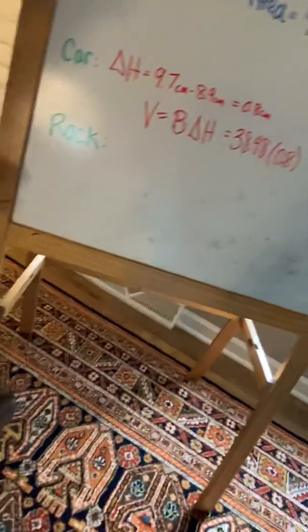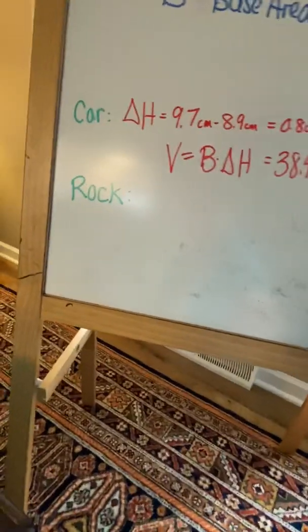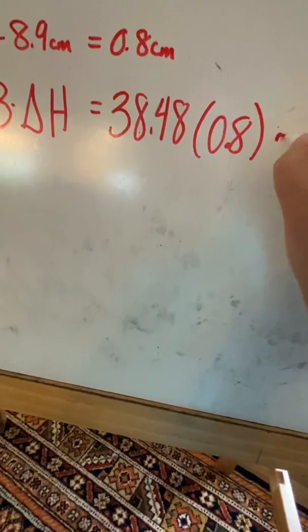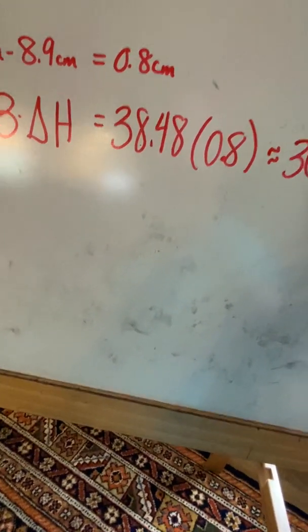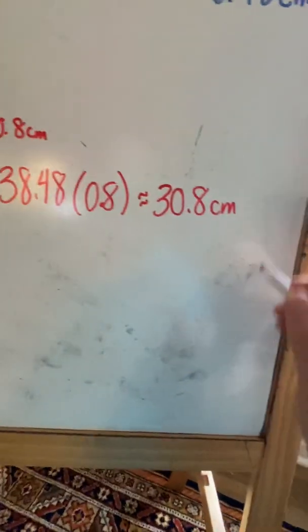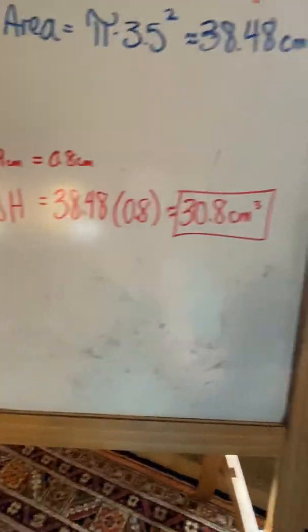Let me see what that is. Times 0.8. About 30.8 centimeters, right? Yes, and we're talking about volume, so this is cubic centimeters. That's the volume of our rock.